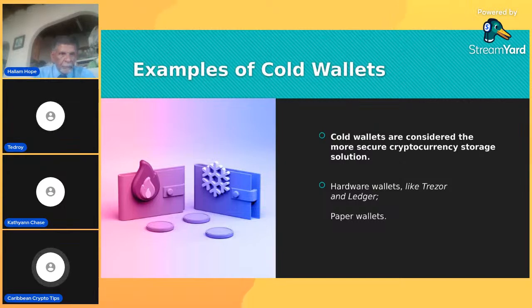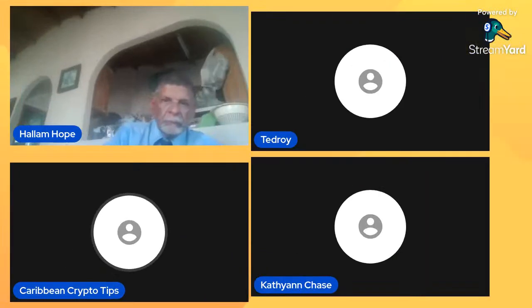MetaMask is a browser based hot wallet, so you can download it as an extension to Chrome, and you can interact with mostly the Ethereum blockchain and any other Ethereum like blockchains. You can use MetaMask with. Okay. Now, let me see if I have any more to present here at this time.